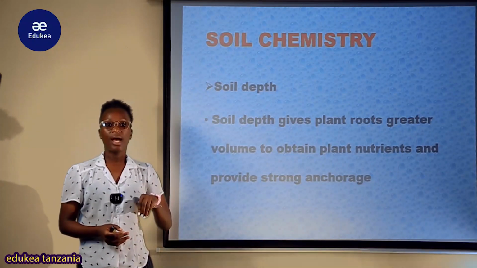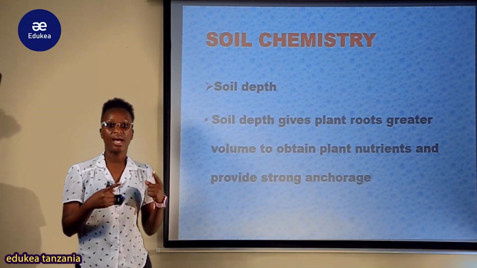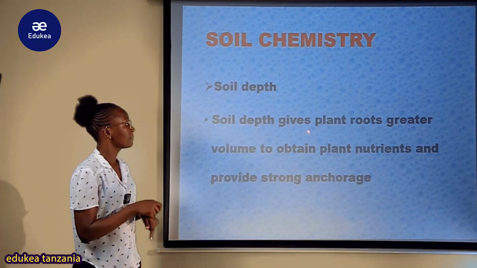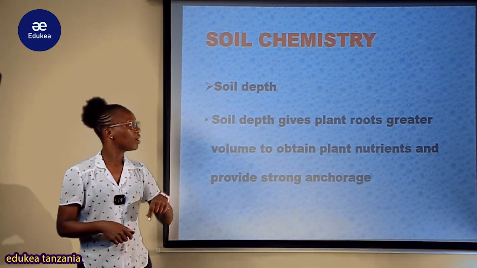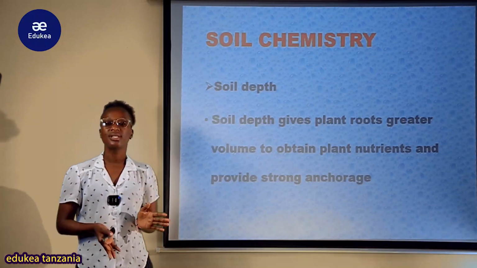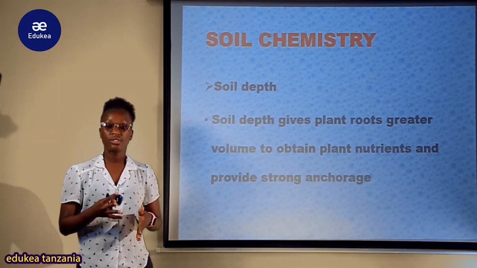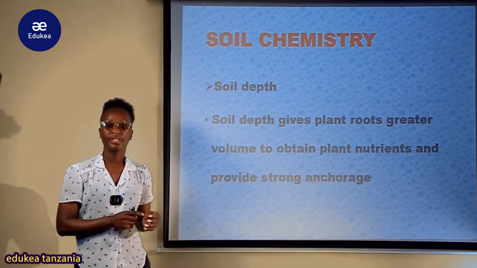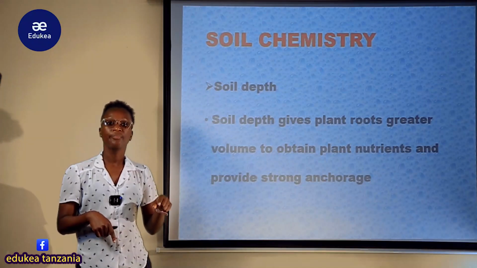Kumbe depth ikiwa ni kubwa, it means nutrients zipo mbali na ile zone ya zile roots, itapelekea hizi plant roots kuwa na volume, kuwa na greater volume. It means utakuta zile roots zina diverge to the maximum. The aim is to seek for or looking for this nutrient which are available in the depth of the soil.